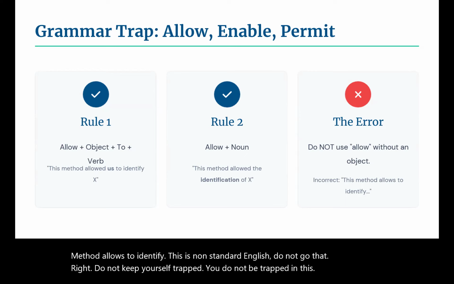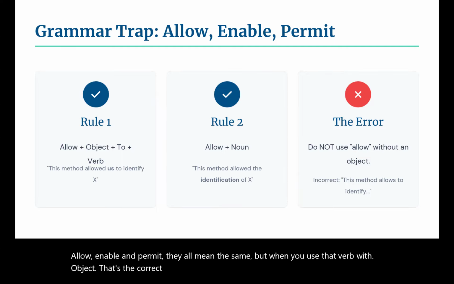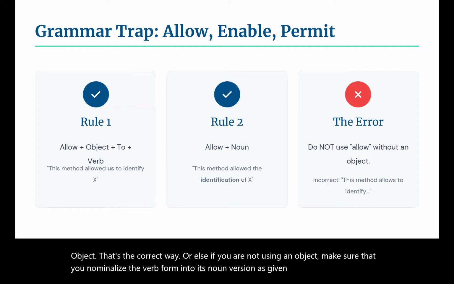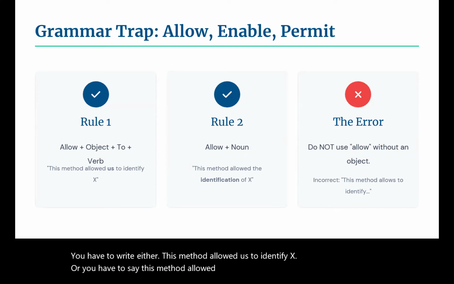Allow, enable, and permit. They all mean the same. But when you use that verb with an object, that's the correct way. Or else, if you are not using an object, make sure that you nominalize the verb form into its noun version as given in the example. You have to write either this method allowed us to identify X, or you have to say this method allowed the identification of X, but not this method allows to identify X.